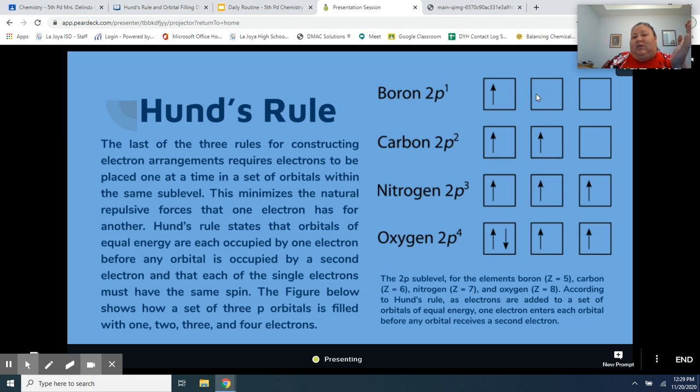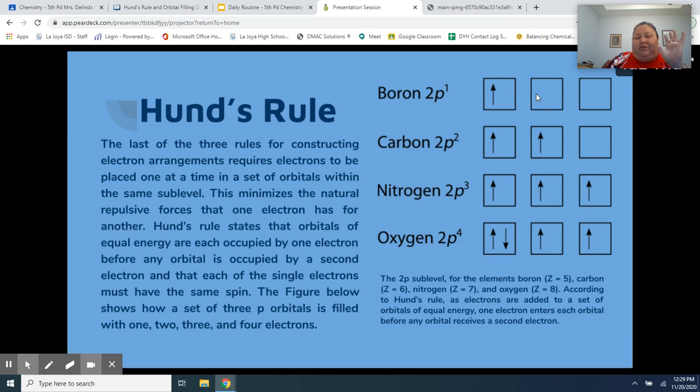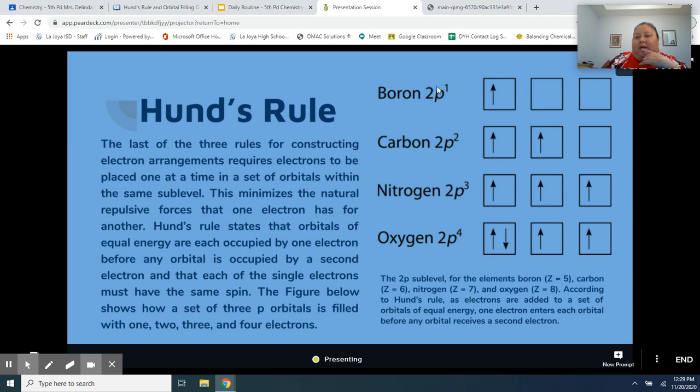Think of these electrons as gifts or candies, whatever you want to think about. So in the case of boron, I only have 1 gift to give. Since Alexia is my first best friend, she's going to get the gift first. And I'm sorry, Oscar and America, I didn't have enough.